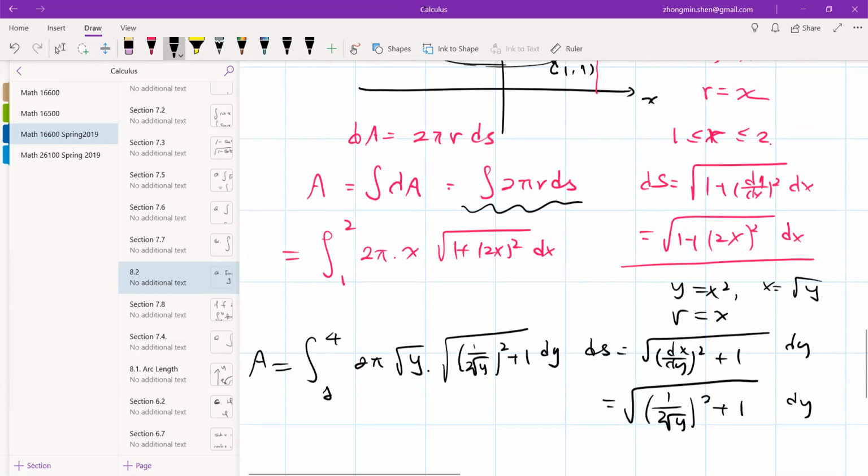Remember, ds is going to be the square root of dx squared plus dy squared. You can take a dx out, or you can take a dy out, depending on the problem. But this radius r cannot be changed to y or to x. If it's x, it's just x. If it's y, it's y. I can still put x here, but I have to change x to y, because this is the integral with respect to y.